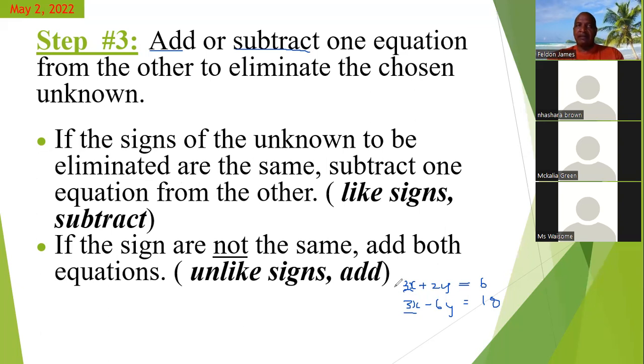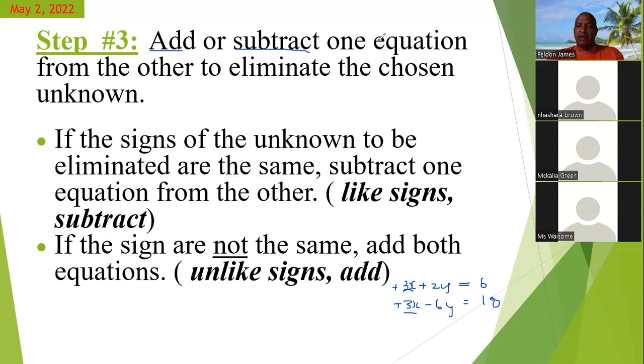Now, what kind of confused students about the x's? Because you really don't have a sign in front of the x. But remember, even though you don't see a sign in front of the x's, it means that if there's no sign, they are both positive. And if they are both positive, you're going to subtract, because this is saying if the signs of the unknown that you're eliminating are the same, that's when you subtract. So in this case, there are two pluses, so you subtract.